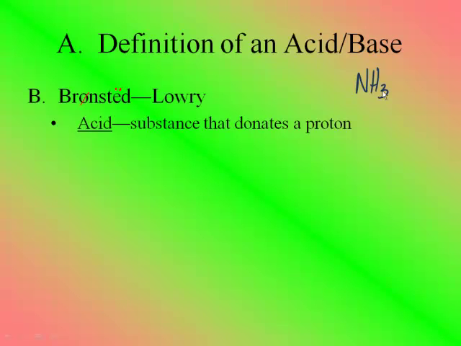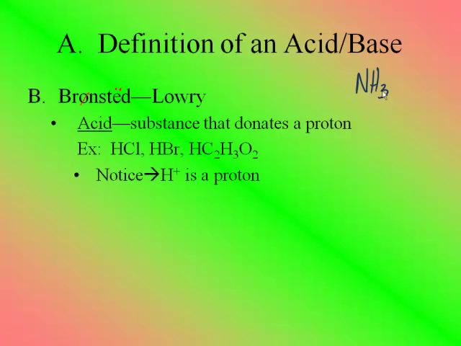So an acid, as defined by Bronsted and Lowry, is any substance that donates a proton. Typically, that proton is going to be in the form of H+. So again, you've got HCl, HBr, HC2H3O2, which, by the way, is acetic acid, meaning vinegar. We'll talk about naming acids in a few minutes. Notice that the H+ is going to be a prominent thing again with the Bronsted-Lowry definition.